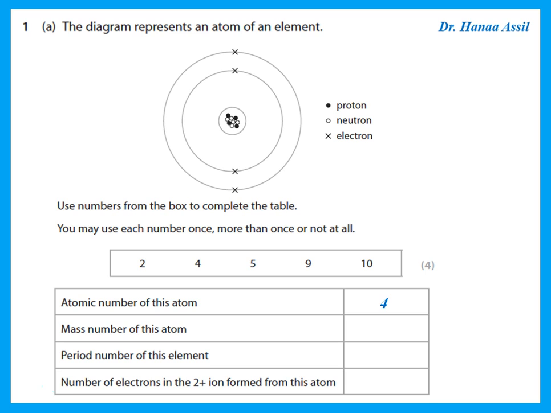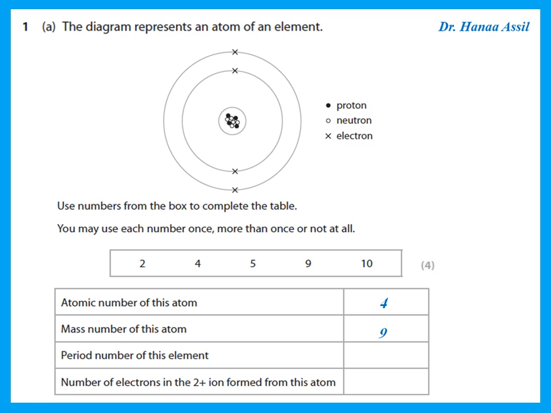Then he says, what is the mass number of this atom? How do we know the mass number? The mass number is the total number of protons and neutrons in the nucleus. So inside the middle of the atom, in the nucleus, you have 4 protons and 5 neutrons. That means a total of 9. That means the mass number is 9.